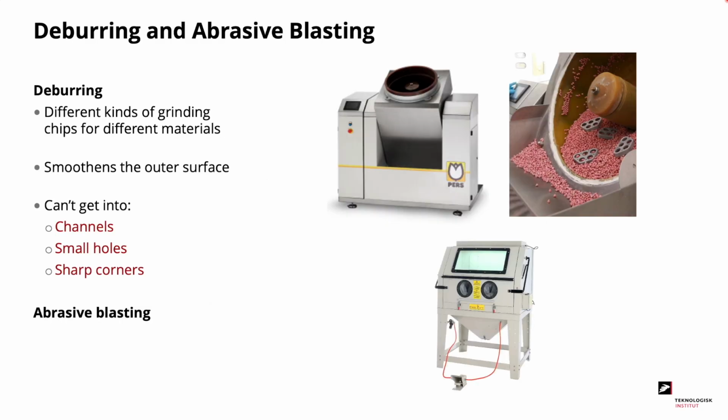Another post-processing step is typically deburring and abrasive blasting. Deburring includes different kinds of grinding chips for different materials to smooth the outer surface. However, these cannot get into channels or small holes or be applied to sharp corners. Instead, for this, you would be using abrasive blasting.